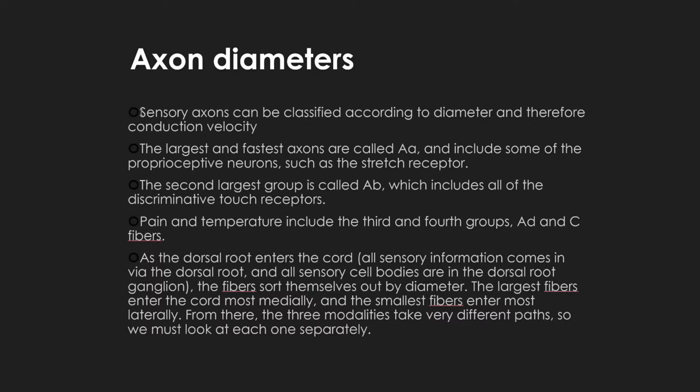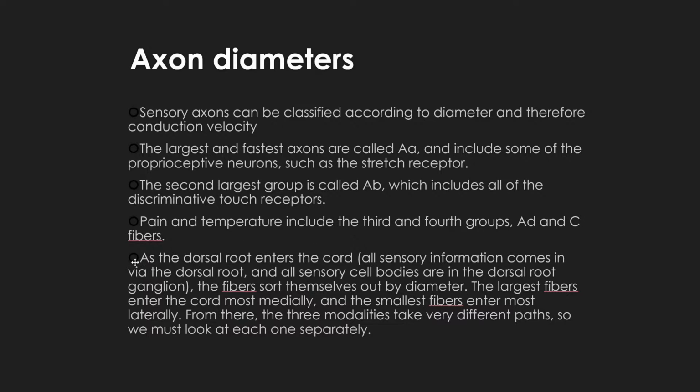This is a refresher on axons, because these 3 systems use different axon types, and sensory axons are classified according to their diameter and conduction velocity. The largest and fastest is called A alpha, and it is used by proprioceptive neurons, while the second largest is A beta, and pain and temperature use the thinnest A delta and even non-myelinated C-type fibers.